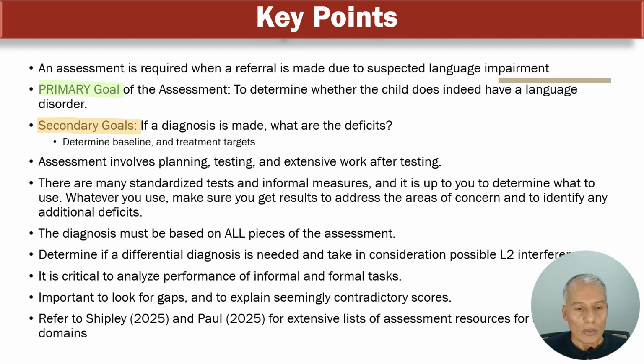It is also critical to analyze performance on informal testing compared to formal and make your diagnosis based on both. The formal might show you the person has the skills, but the informal is going to show, are they really using the skills? It's important to look for gaps and explain seemingly contradictory scores. If you understand your testing well, you might not find contradictions. You'll find decreases here and there, but they explain each other.